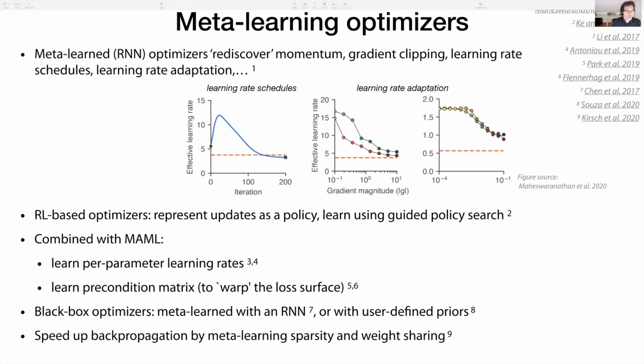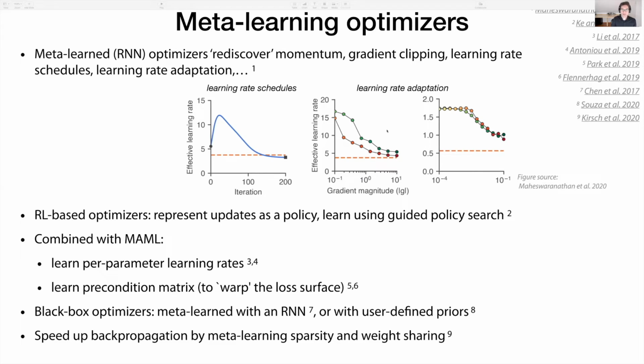But you can also learn other optimizers. First of all, a very interesting finding is that if you look at what these LSTMs and RNNs learn, you can see that they learn something that looks a lot like momentum, gradient clipping, and learning rate schedules. For instance, here we can see a learning rate schedule. You see there's a warm up and a cool down. These are optimizers for, I think, logistic regression. And so they learn schedules.